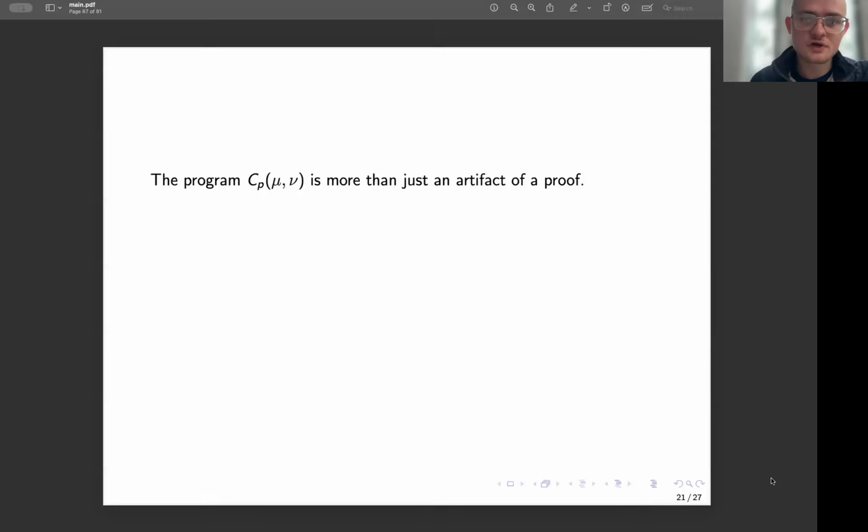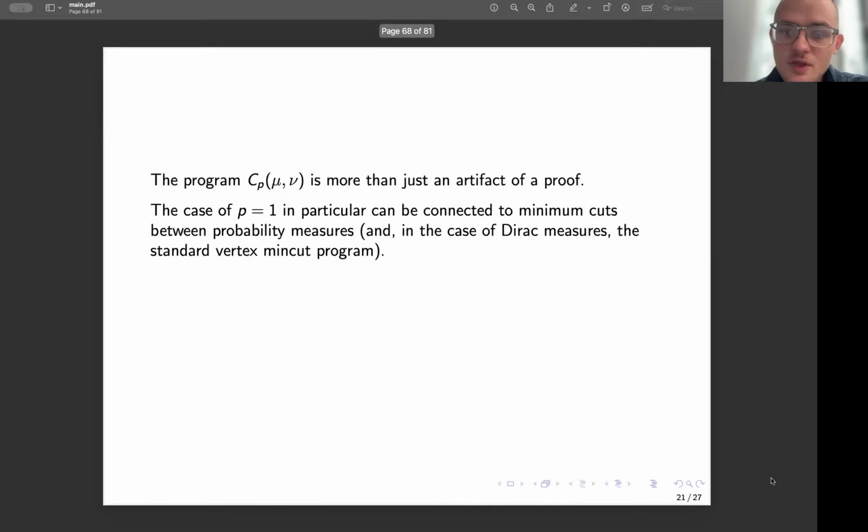Okay. So the program CP is more than just an artifact of a proof, right? One perspective is just, well, if you set up the gauge dual, then you get this out of it. But there's something I want to emphasize, which is that setting up the gauge dual doesn't necessarily just reveal everything about what this program can do or what it's telling you about mu and nu.